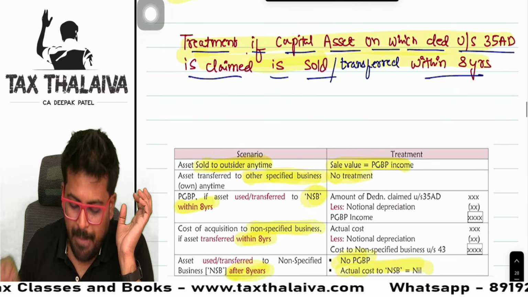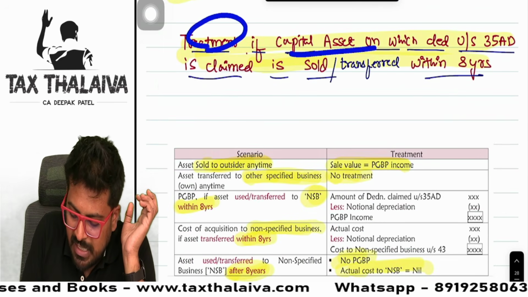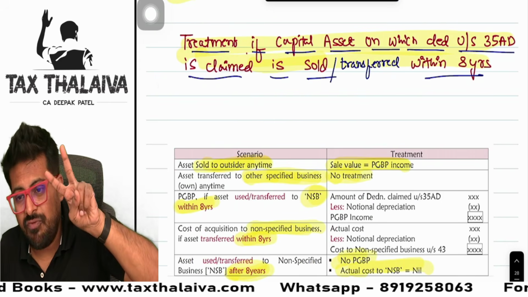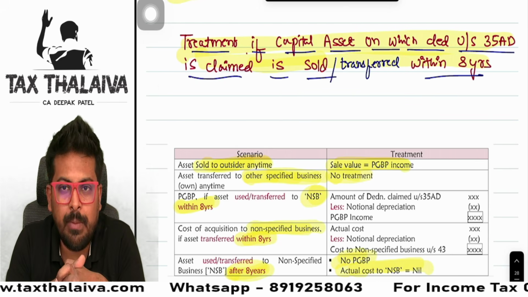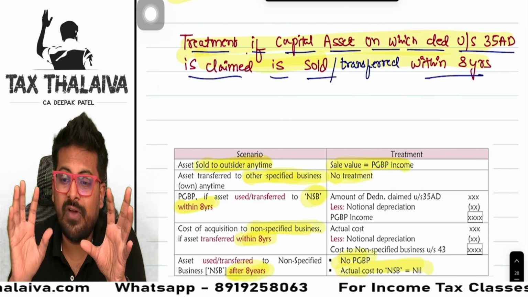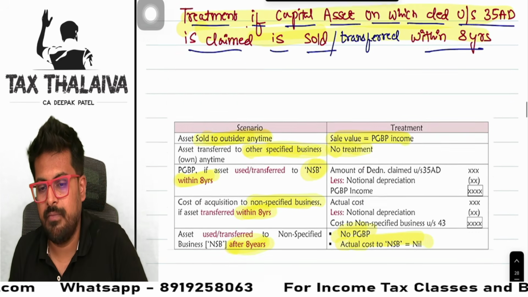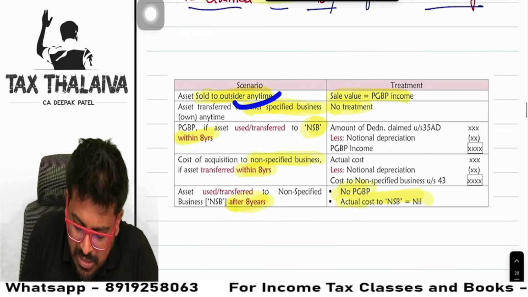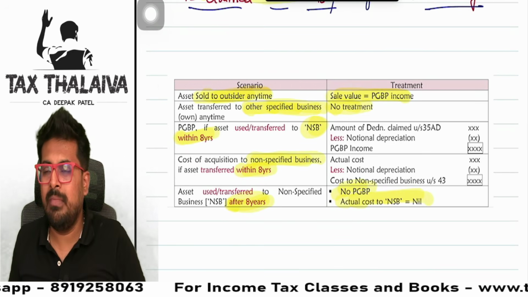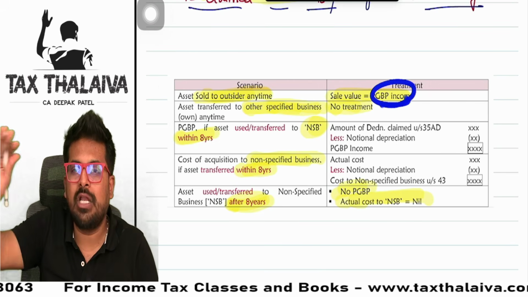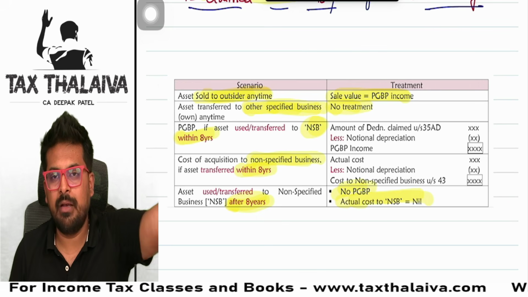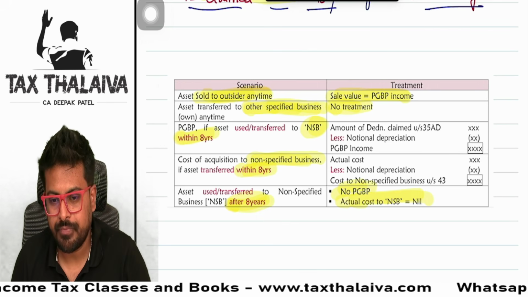Now, sir, what will happen? Treatment if the capital asset on which you claimed deduction under section 35AD has been sold within 8 years. You told me there is a lock-in period of 8 years. What will happen, sir, if I sell the asset within 8 years? Then, if you sell the asset to an outsider, some other person, then as I told you, the sale value will become total PGBP income. It becomes part of total income and you have to pay tax on that.